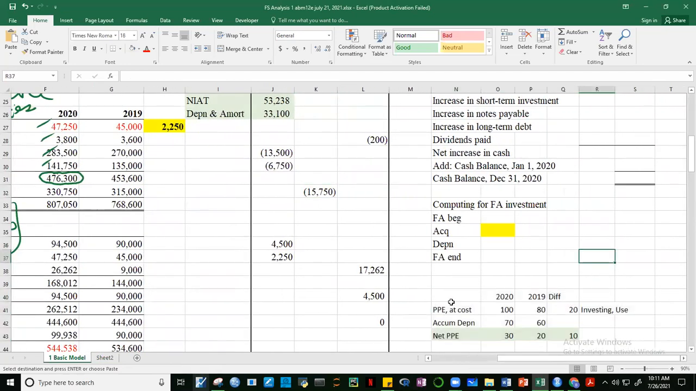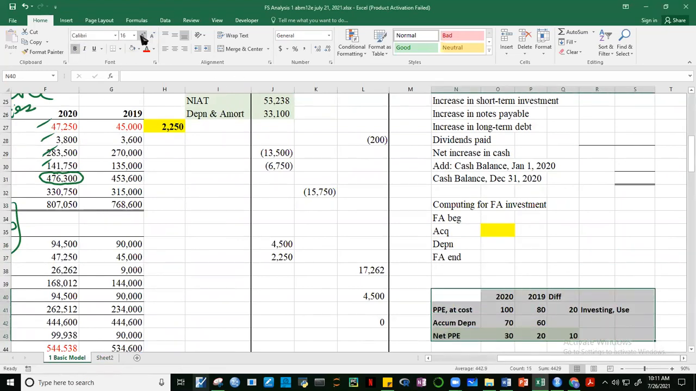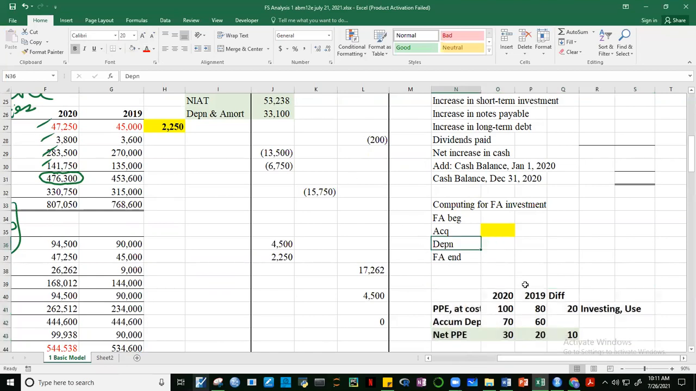Okay. The problem, hindi naman problem, no? Hindi natin pwedeng magamit to, itong net PPE, which we did here, guys, 315 minus 330, tapos yun yung ginamit natin na investing use. Ito yon, no? Hindi yan, mali yan. Dapat ang gagamitin natin yung PPE at cost ulit for the nth time.